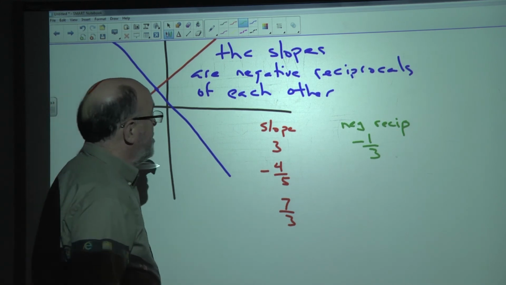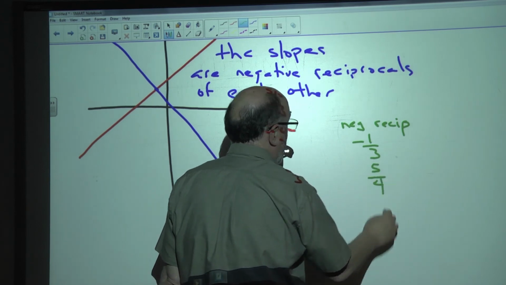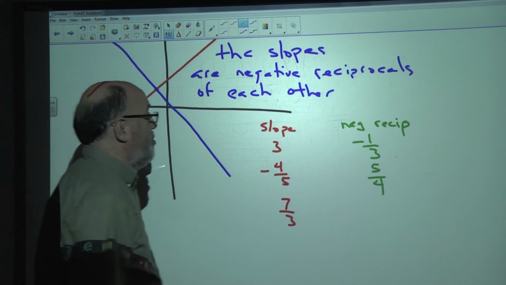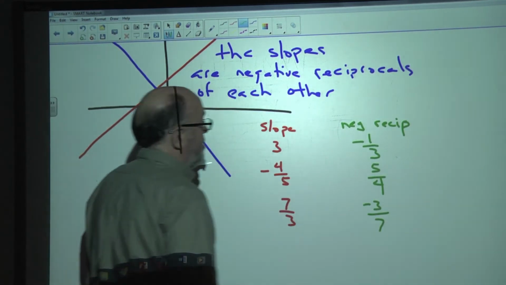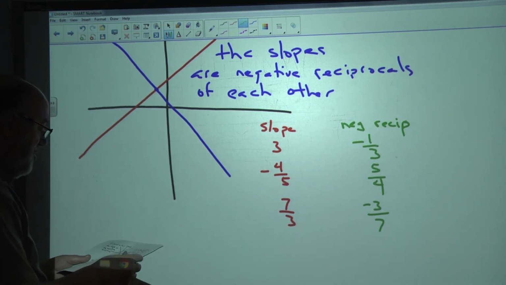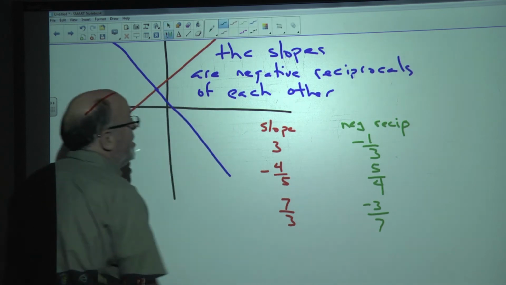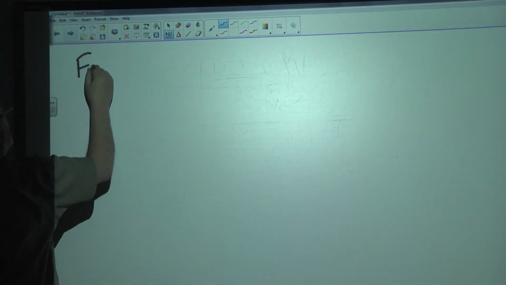Okay? My next example is negative 4/5. And so what we do is just flip it over and you change the sign. So you get 5/4. And then 7/3, the negative reciprocal would be a negative 3/7. And so we got in terms of negative reciprocals. So then in terms of example of a question dealing with this, and so we want to find the equation of the line.